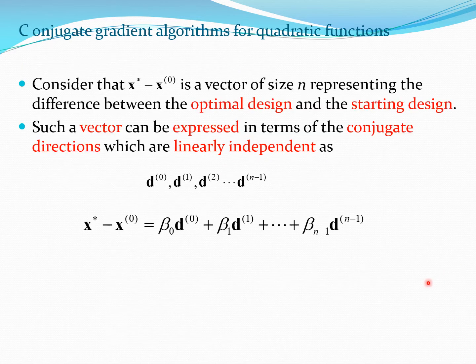We are going to use this property now, and to use it, let us consider the vector x star minus x0, which is a vector of size n and represents the difference between the optimal design x star and the starting design x0. Now such a vector can be expressed in terms of conjugate directions in this manner. Essentially, I can write it in terms of the conjugate directions with certain constants beta 0, beta 1 to beta n minus 1, which are general values which we need to calculate.